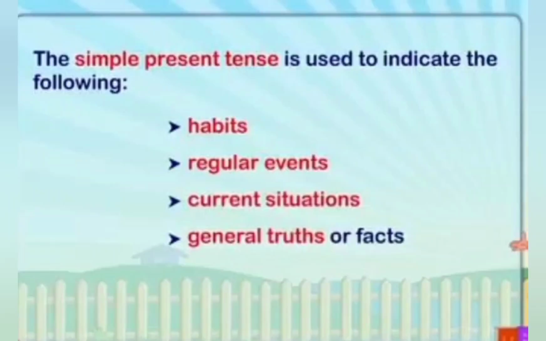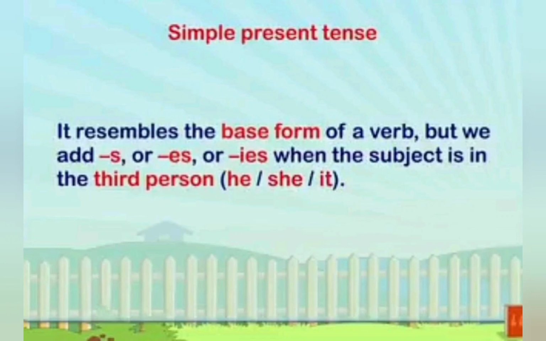Simple present tense is used to indicate the following: habits, regular events, current situation, and general truth or facts. Simple present tense resembles the base form of a verb, but we add s or es or ies when the subject is in the third person singular. For example, he, she, it.